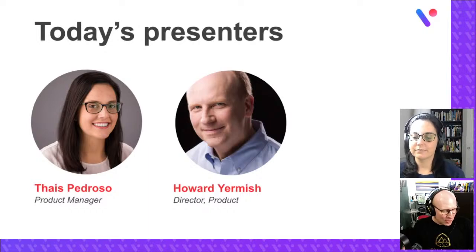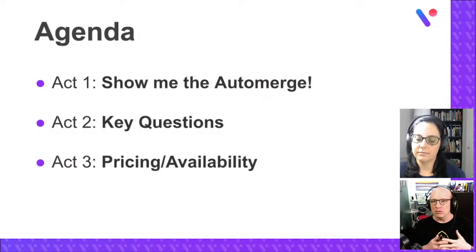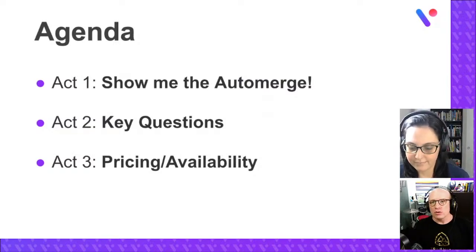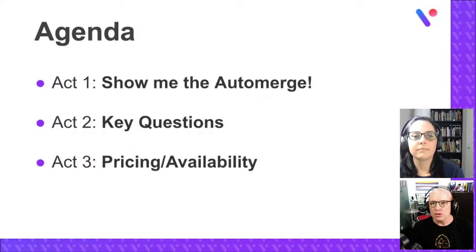So let's talk a little bit about the agenda. It's going to be relatively straightforward. We're going to run through a demo. We're going to show you how Automerge works, how to configure it, and talk about the different criteria. Then we're going to go into some key questions about Automerge. We'll talk about some considerations that different companies should think about, and then finish up with pricing and availability.